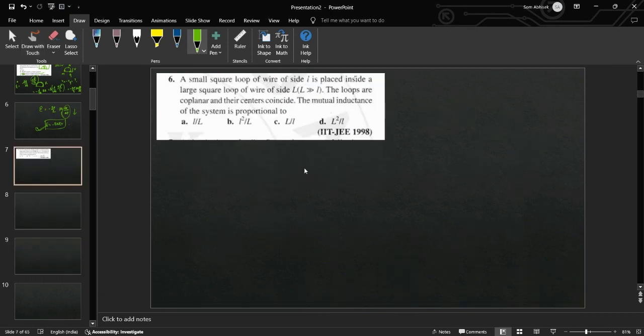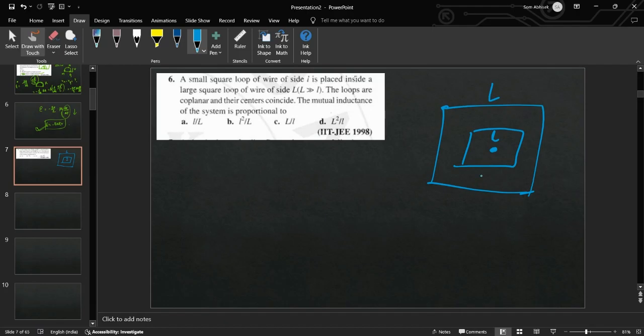A small square loop of side l is placed inside a large square loop of wire of side capital L. The loops are coplanar and their centers coincide. This is the small one, this is the large one. This length is l, this length is capital L. The mutual inductance of the system is proportional to what?